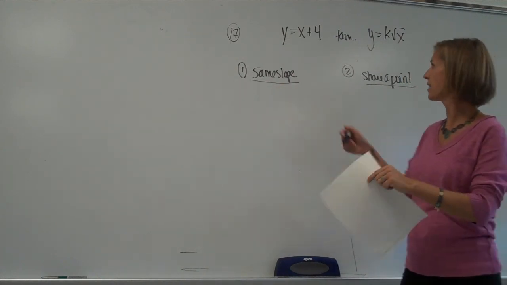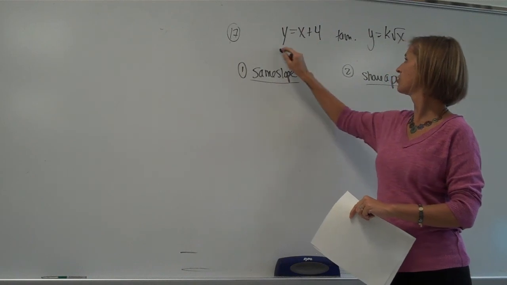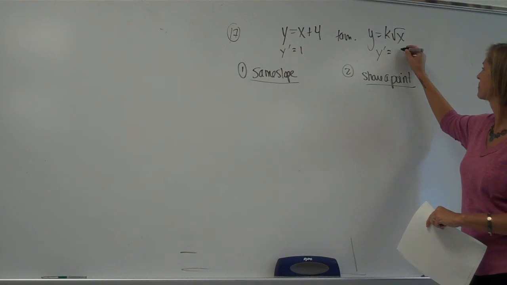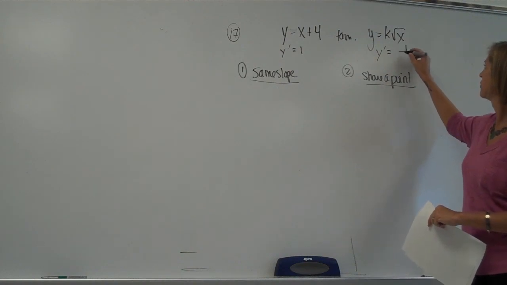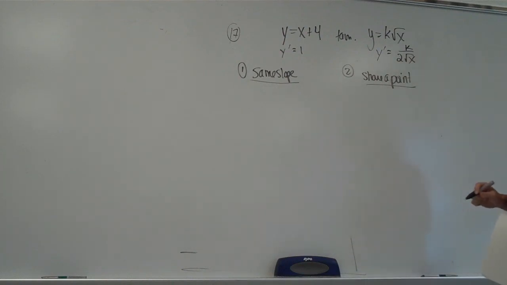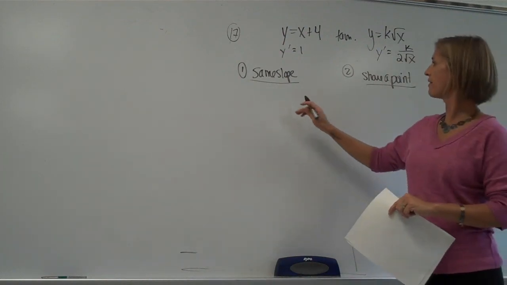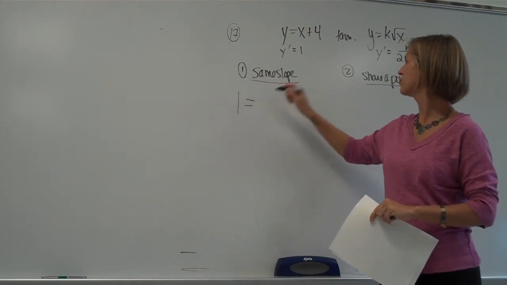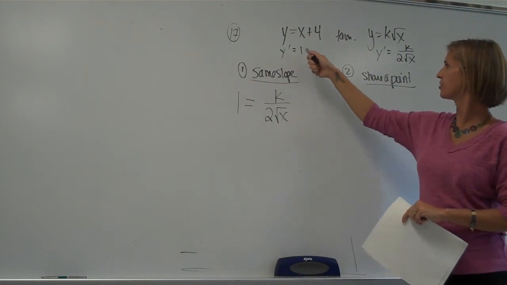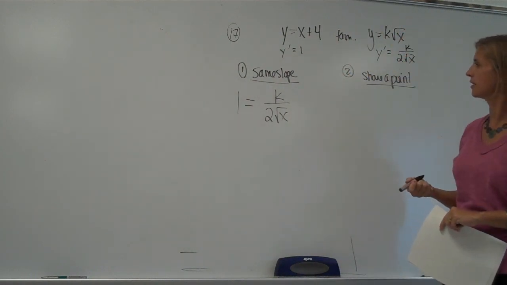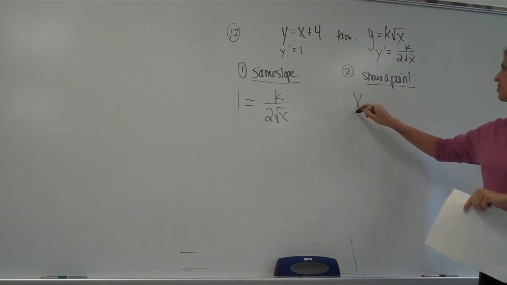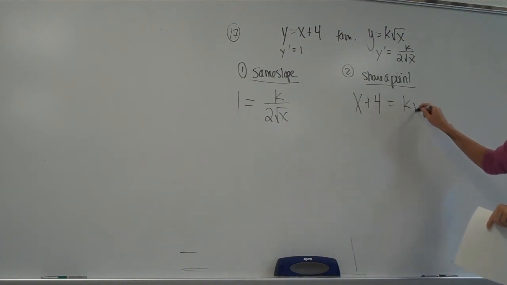So the first thing I could look at is their derivatives. So the derivative of this is 1, and the derivative of this is going to be k over 2 root x. So since I know they have the same slope, I know that their derivatives are equal. So I know that the slope of this has to equal the slope of this. And I also know that they're equal to each other at some point, so I know that they share a point. So I know that x plus 4 also has to equal k root x at some point.